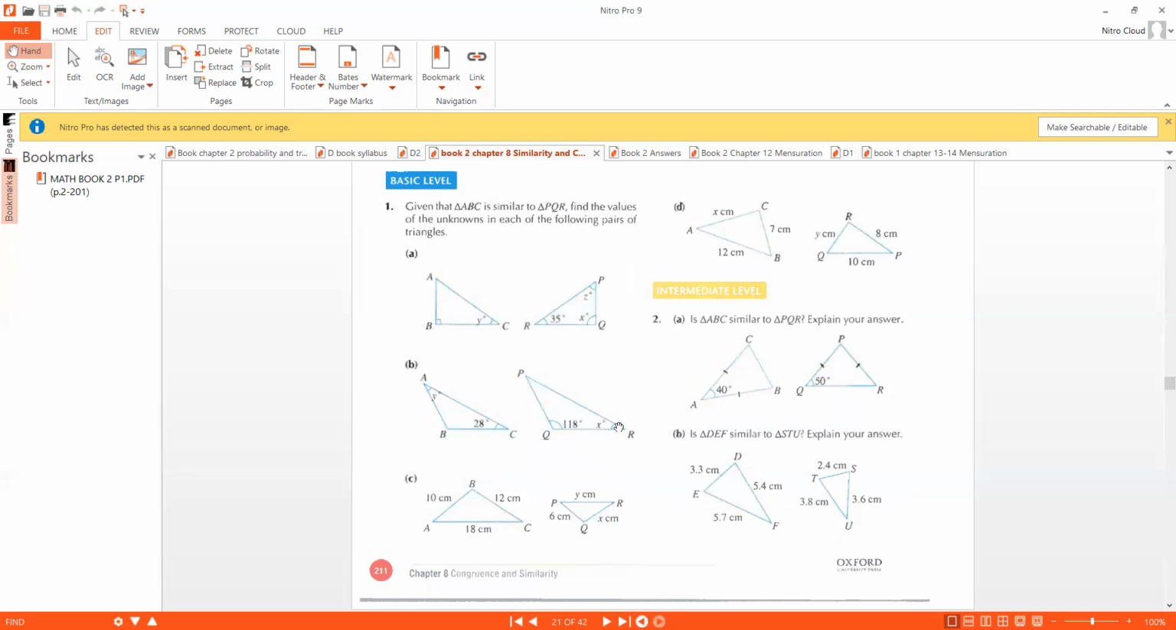Okay, what is the value of x over here? 28. And what is the value of y? 34. Good. 146 and 34. Good.